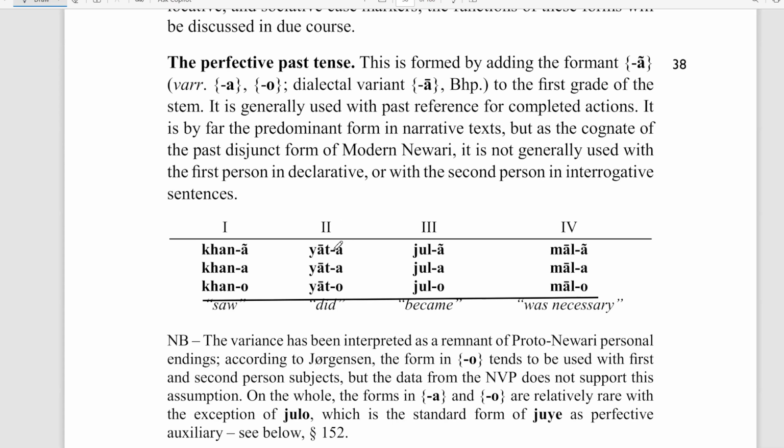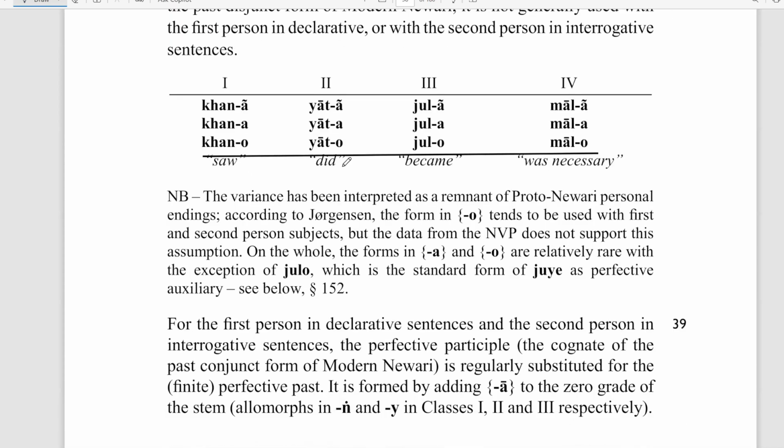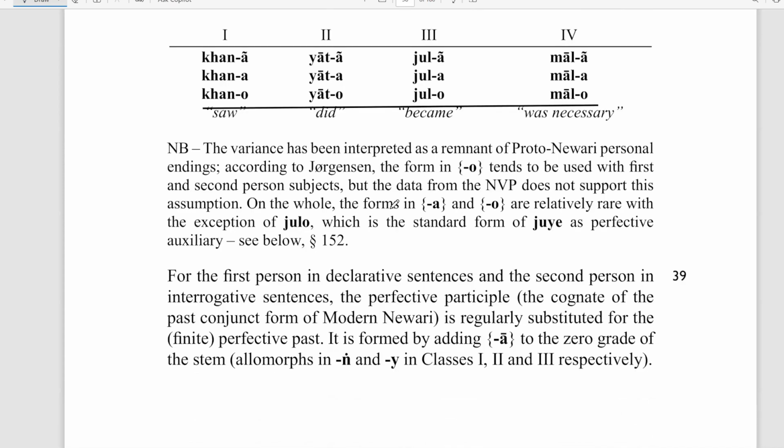So yada, and then for the first class we have yaden, yada, and yado, and for the third class we have julen, jula, julo. So in yesterday's reading we encountered both julo and jula, and actually they are just the same. All of them are just a perfective past tense. And in the declarative sentence, it always goes with the second and third person.